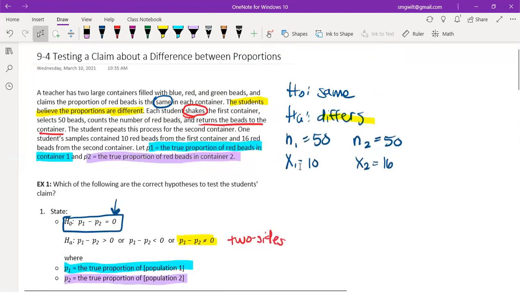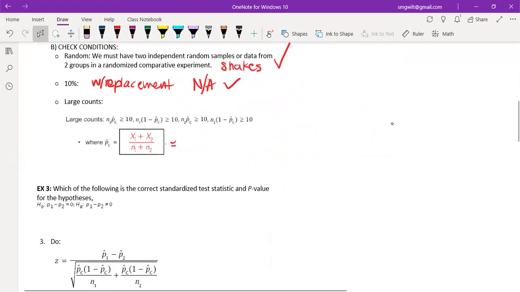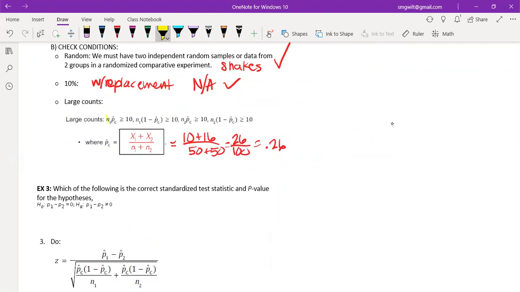So remember, we found those values here. So we're going to do 10 plus 16 over 50 plus 50 to calculate this value. 10 plus 16 over 50 plus 50 gives us 26 over 100, which is 0.26. Notice that N1 and N2 are both 50. So really, I only have to check 2 of them in this situation.